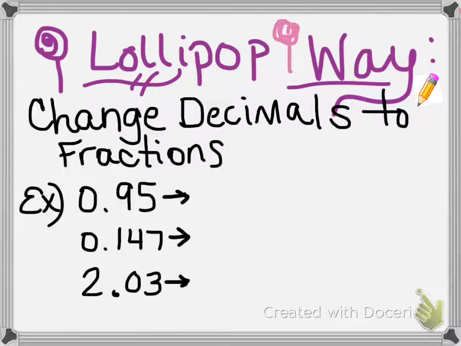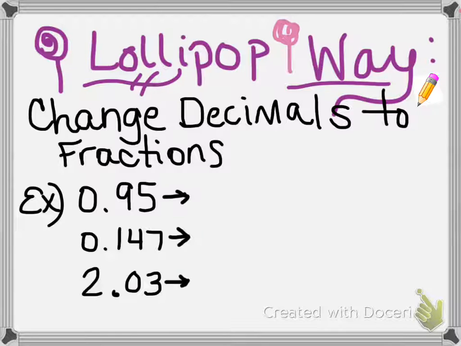Alright, the first thing we're going to talk about is the lollipop way. So notice the pencil, you should be writing this down on your notebook paper. At the top of your paper, make sure you've got your name, date, period, and the title from the video, which is Converting Decimals, Fractions, and Percents. Okay? Now, label this the lollipop way. And you'll see here in just a minute when I work through these examples why it's called the lollipop way of changing decimals to fractions.